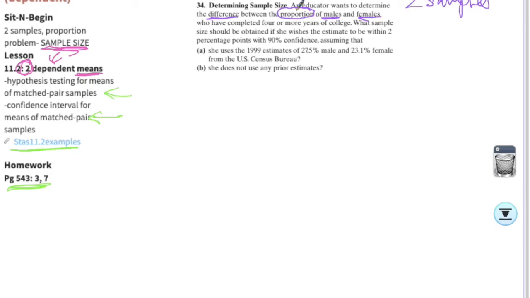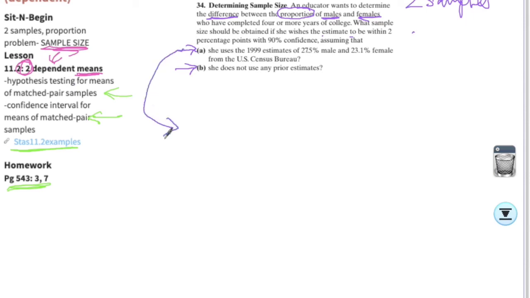So in order to be able to do this, I'm just going to continue on. What sample size should be obtained if she wishes the estimate to be within 2 percentage points with a 90% confidence, assuming that, and then we have two parts, A and B. Now in A, they're saying that she has some sort of prior estimate, okay? So if you have a prior estimate, you use a different formula than if you don't have a prior estimate. So let's start off by looking at A.